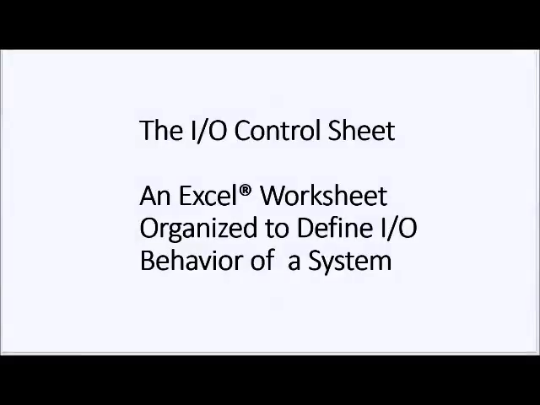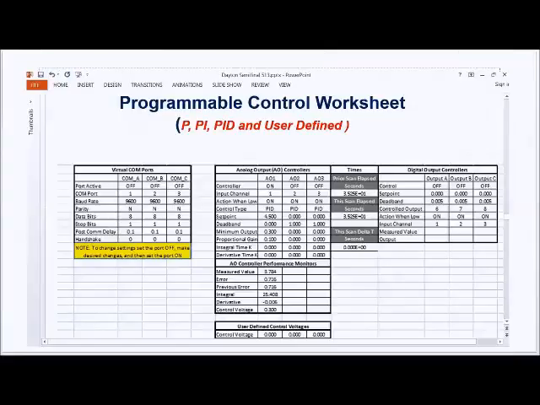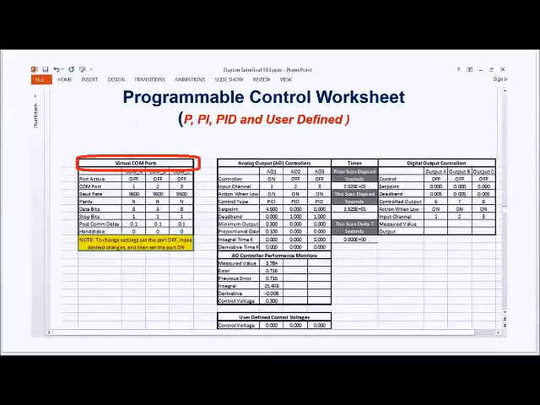In this video, we're going to look at the I/O control sheet for the DAC2Go, which is Excel based. This is the beginning page of the DAC2Go. From here, you just click on the control sheet tab right here at the bottom, and it takes you to the I/O sheet. The I/O sheet is arranged by outputs.